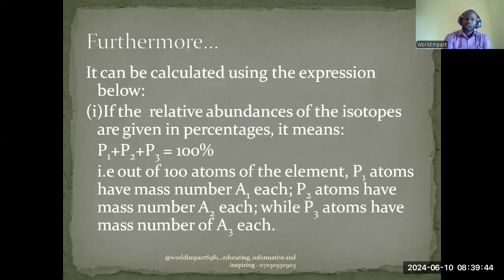Let's go. We can actually calculate the relative atomic mass of an element via the following method. One, if the relative abundance of the isotopes are given in percentages, it means P1 plus P2 plus P3 equals 100. The P1, P2, and P3 represent the percentage abundance of the isotopes of a particular element. And the summation of these always equals 100. No matter what the number of the isotopes of a particular element is, the total sum of it must be equal to the weight of 100%. Let's take note of it as we continue.